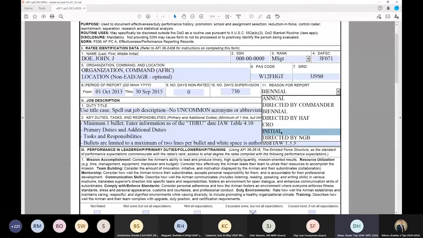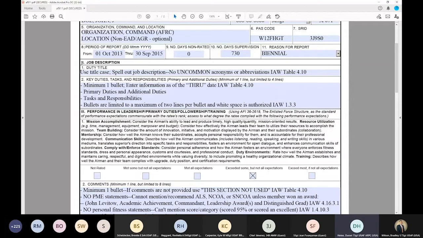Initial is not going to be used on the Air Force Form 911. This is only for the Senior Airman and below reports. And then directed by NGB. If NGB directs a report is required, then this would be the reason for report. I personally have not seen very many reports that NGB directs, so this reason for report should be used very, very seldomly.